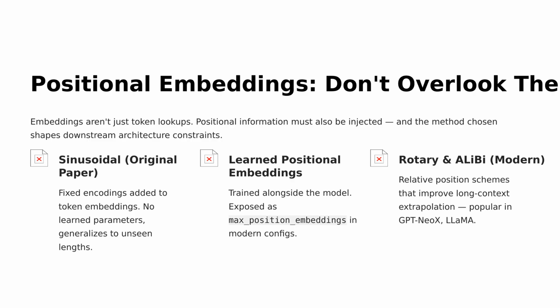One easy detail to miss is that embeddings aren't only about mapping tokens to vectors. Models also need a sense of order. The original transformer used fixed sinusoidal positional encodings, which don't add parameters and can generalize to longer sequences. Many newer models use learned positional embeddings instead, with a fixed maximum length, and more modern approaches, like rotary embeddings and ALiBi, encode relative position, and tend to work better for long context behavior.